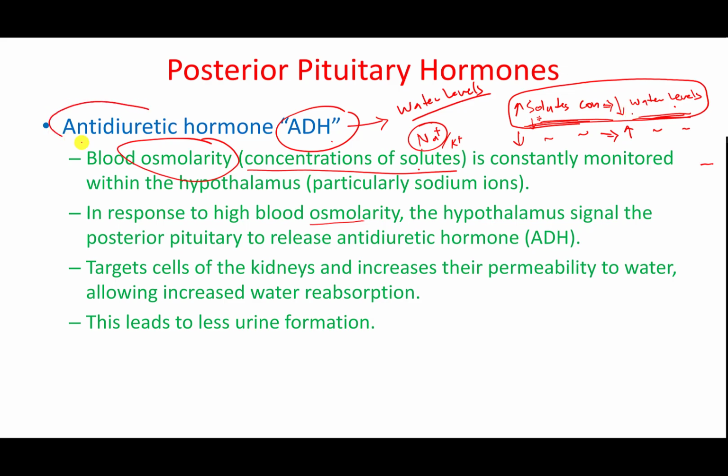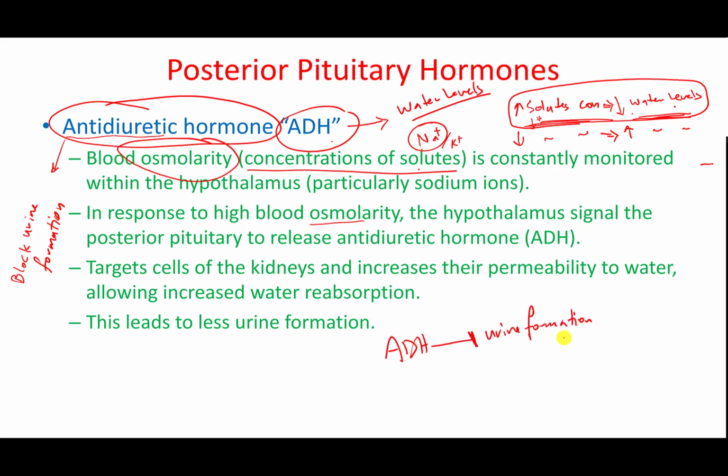And this is what this hormone does. Its biggest function is to block urine formation. This is the biggest function of the ADH. In fact, this is its name, antidiuretic. So it's against urination. How does it block urine formation? How does it do this?